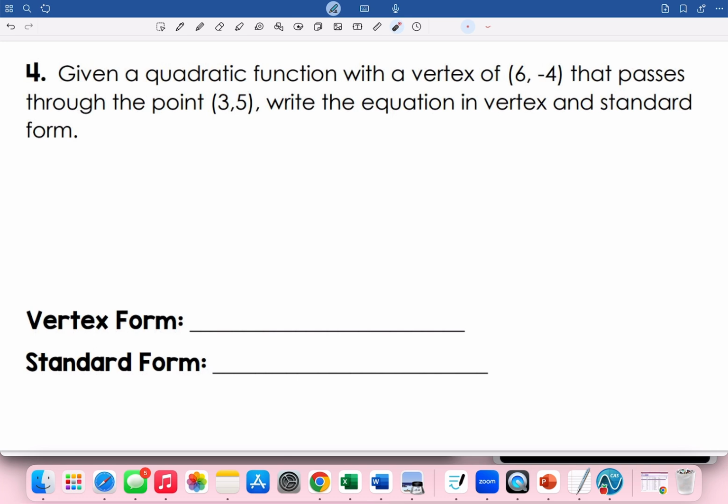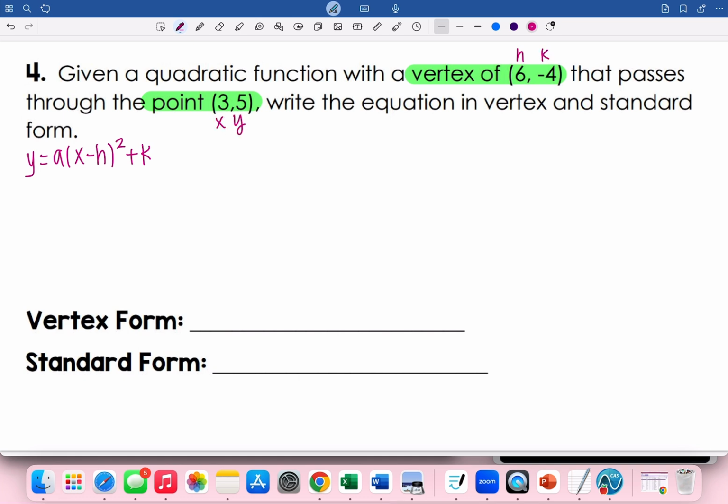So here I have the equation y equals a times (x minus h) squared plus k. So here's where I start off. Again, start off by identifying your vertex and identifying your point. You want to make sure you label them. Your vertex is labeled as (h, k), your point is labeled as (x, y).